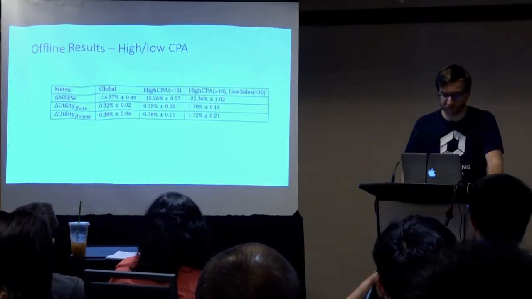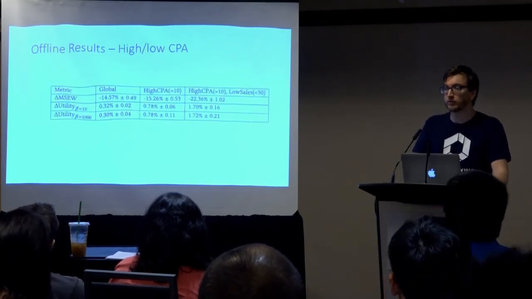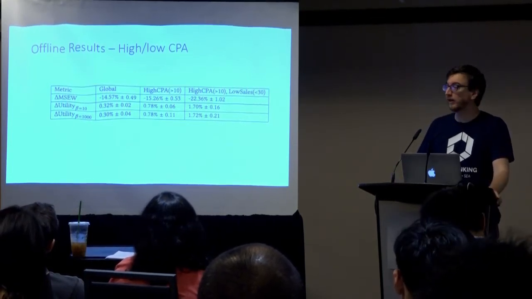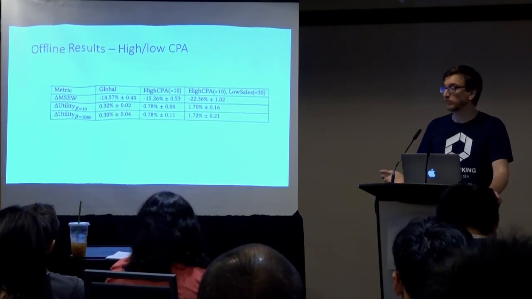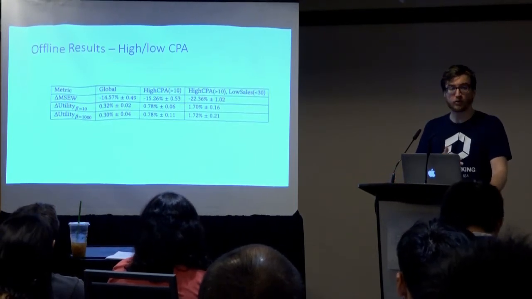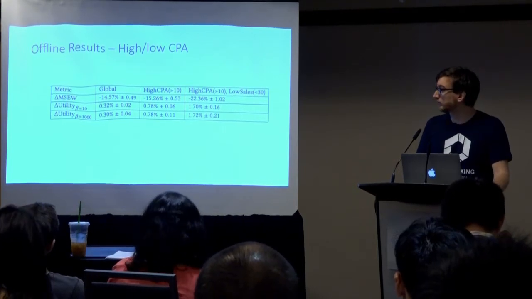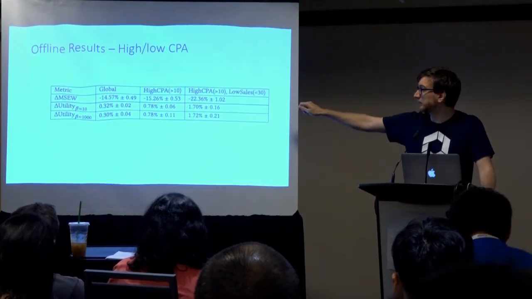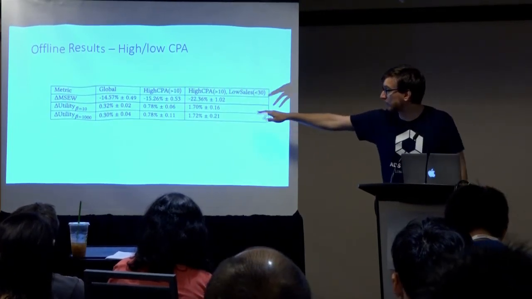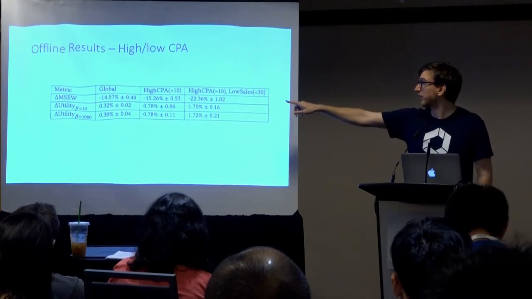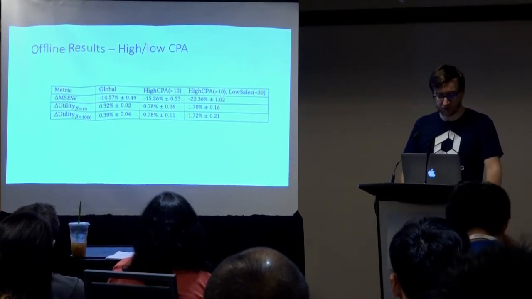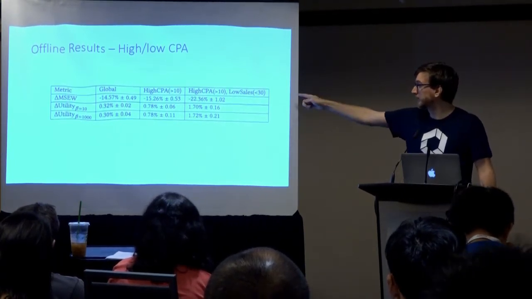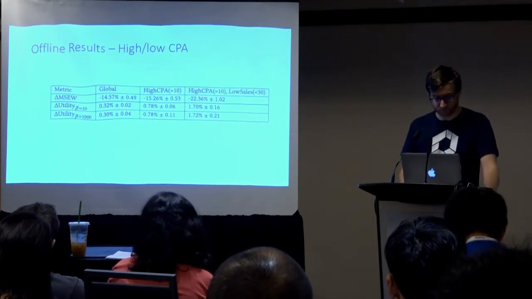And then the last set of offline results are about high versus low CPA, because here we are really interested in improving the performance on high CPA. They have less data, so they would typically be fit less well. So we tried to see if, as we would assume, the performance improves for them. And we see that it is the case that the utility is improved more: you see 1.7 on the high CPA compared to the global one, which is only 0.32. And we see this is even more true if you take high CPA and low sales, the ones that have even less data, where it improves even more.